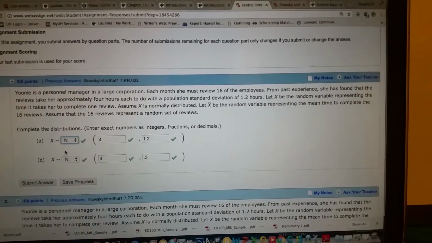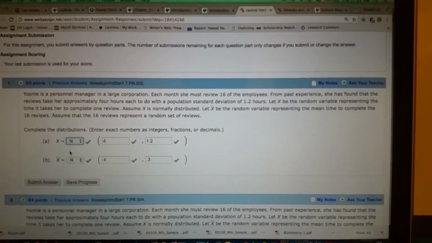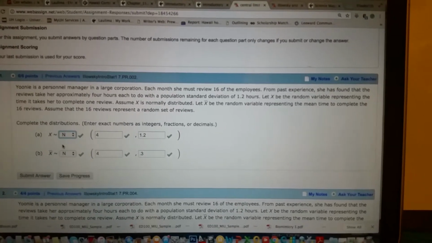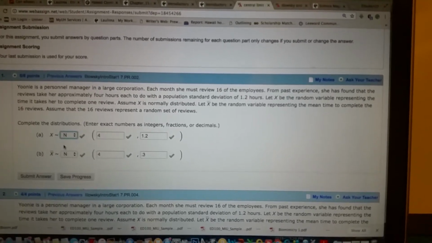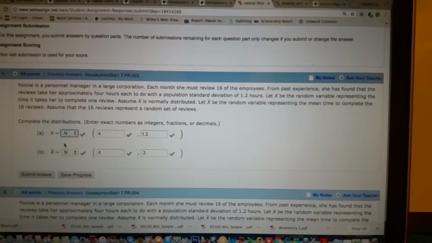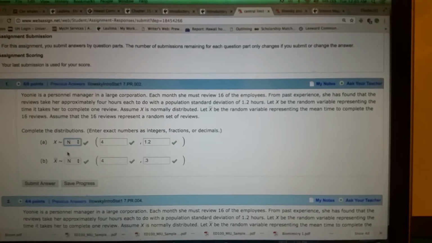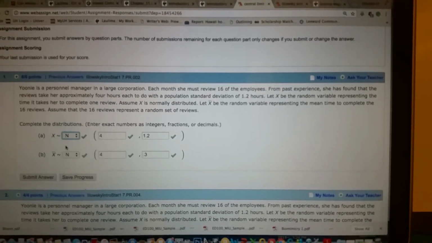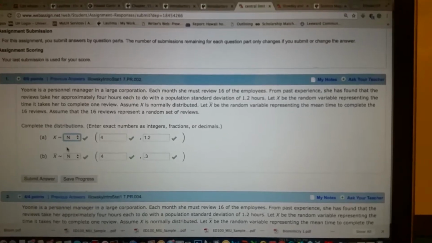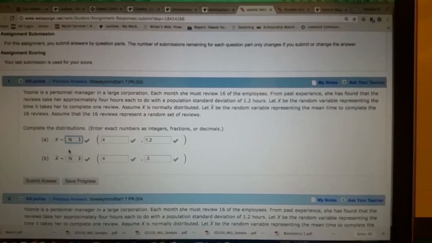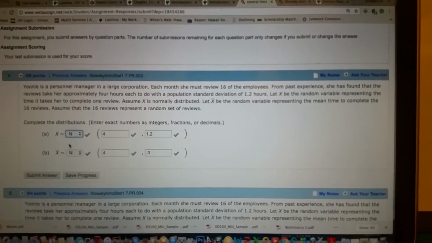Okay, so Uni is a personnel manager in a large corporation. Each month she must review 16 of the employees. So that's the total count. So there's 16 employees. From past experience, she has found that the reviews take her approximately 4 hours each to do with a population standard deviation of 1.2 hours. Let x be the random variable representing the time it takes her to complete one review. Assume x is normally distributed.